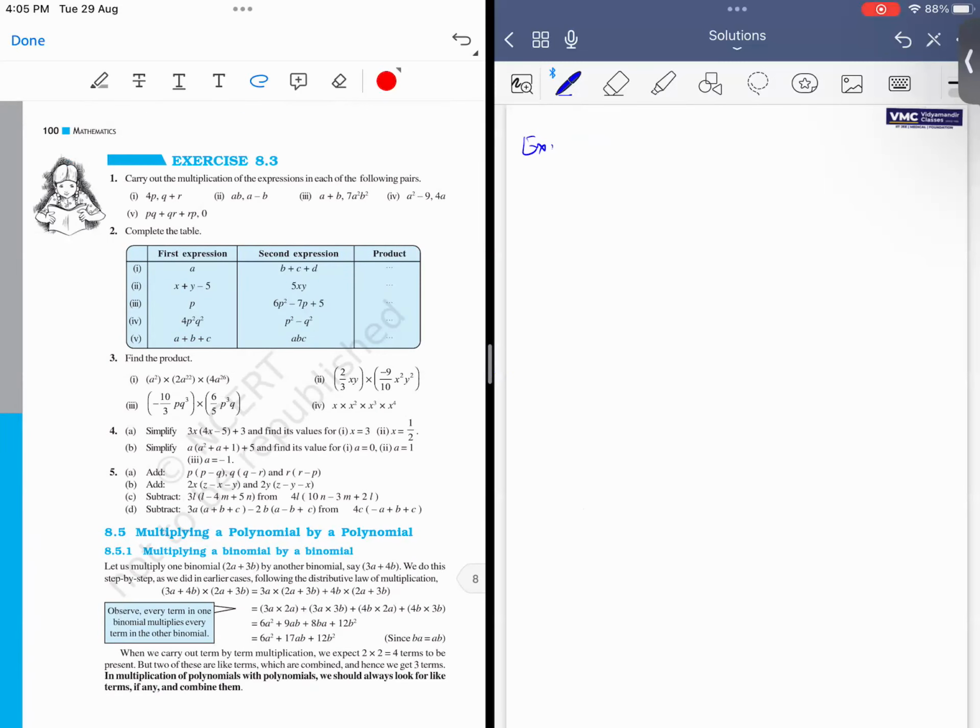Exercise 8.3. Question 1. What does it say? Carry out the multiplication of the expressions in each of the following pairs. Now here, the expressions are given and you have to multiply again the product.